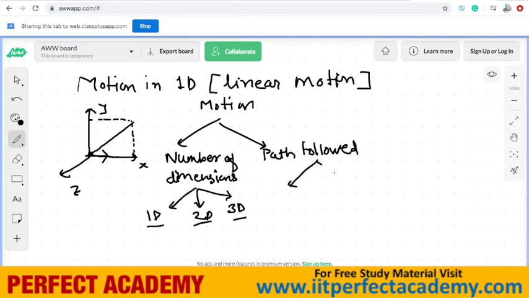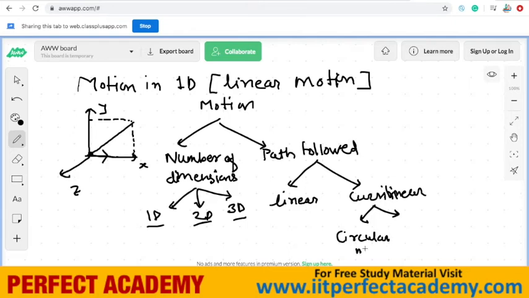Based on path followed we can have a linear motion as well as we can have curvilinear motion. Now again in curvilinear motion you can have motion through an arc or a circle. So especially we have this circular motion, and we have one more category which we study, which is parabolic motion. Both of these we will be studying under the category of motion in a plane.